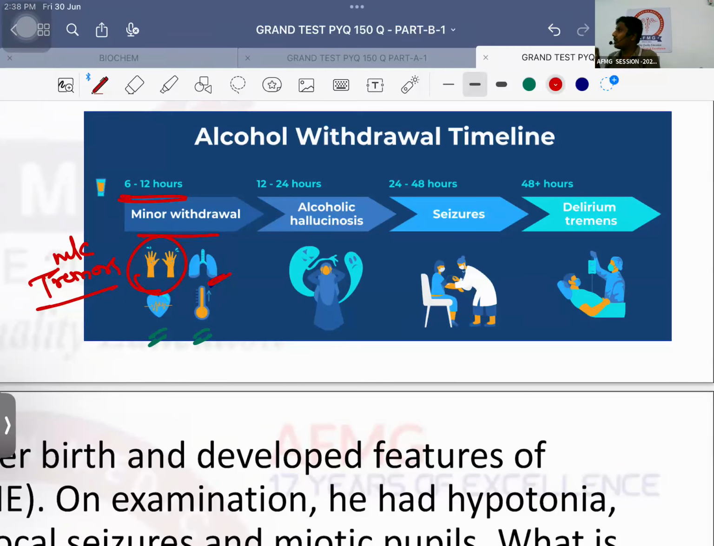These are called withdrawal tremors or alcohol withdrawal tremors. They present within 6 to 12 hours of the last intake. Usko, he is not given alcohol for the last 12 to 24 hours now. From 12 to 24 hours, he is not getting alcohol. Now he will land up somewhere into alcoholic hallucinosis.